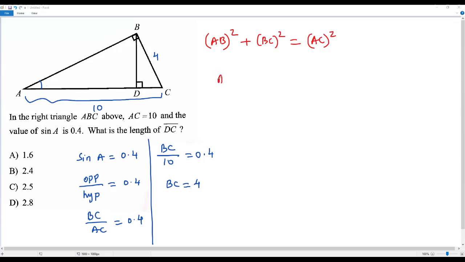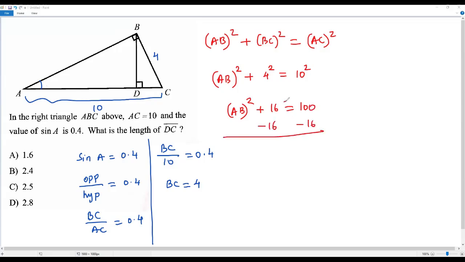I do not know the length of AB, so let me keep this AB squared as it is. I know the length of BC, that is 4. Let me plug in 4 for BC, then we get 4 squared. And for AC, I know the length is 10, then we get 10 squared. Then I'm getting AB squared plus, the 4 squared is 16, then 10 squared is 100. Let me subtract 16 from both sides. When I do so, the 16 and negative 16 will cancel out. I am getting AB squared equals 100 minus 16.